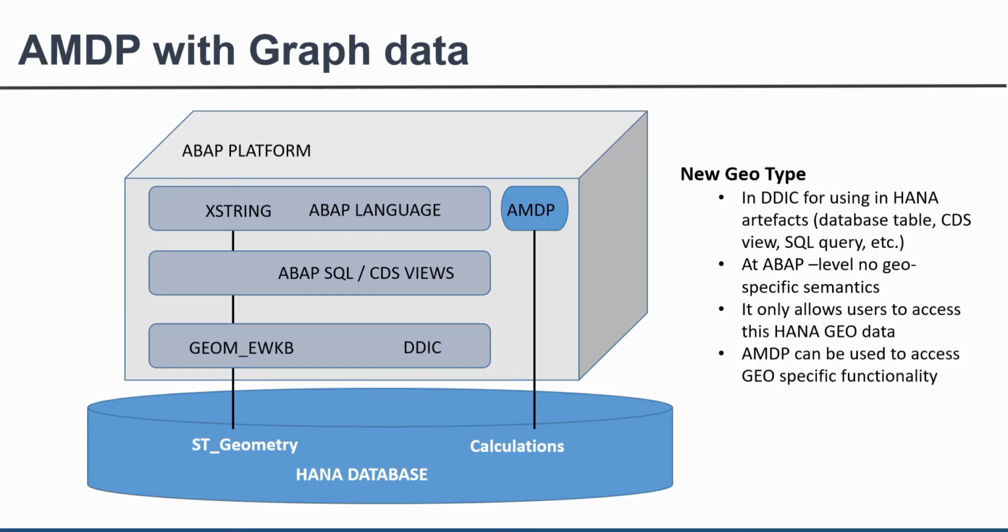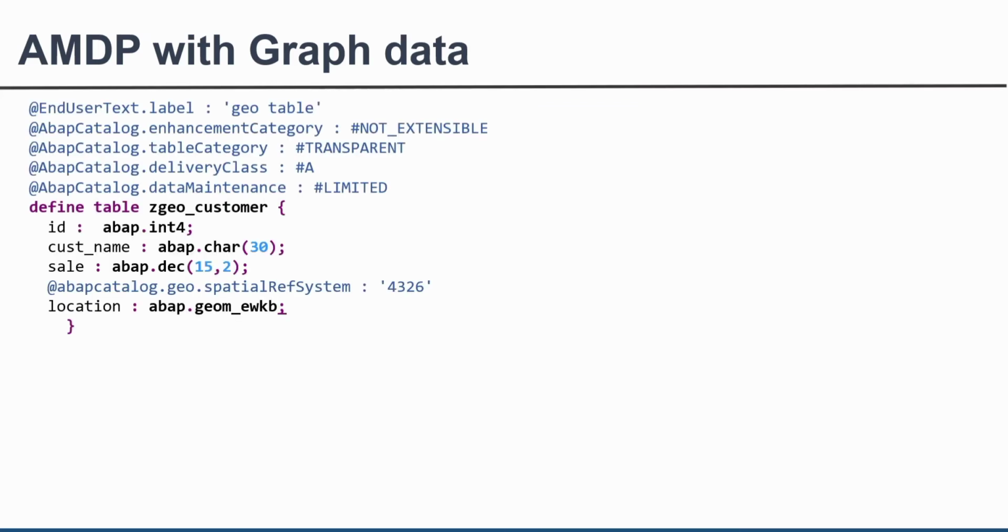What I mean by that is, for example, suppose I create a table over here. I say define table zgeo_customer, and I create this table using this ABAP type GEOM_EWKB. So I create certain fields. The first field is ID of type abap.int4, customer name of type abap.char(30), sale of type abap.dec(15,2), and then I create a field location of type abap.geom_ewkb.